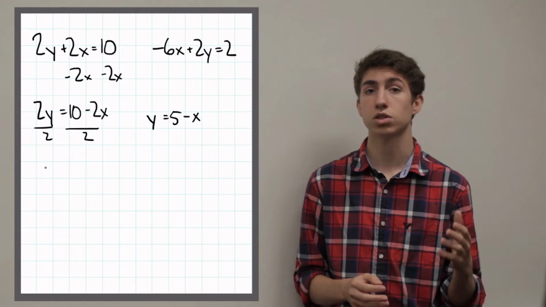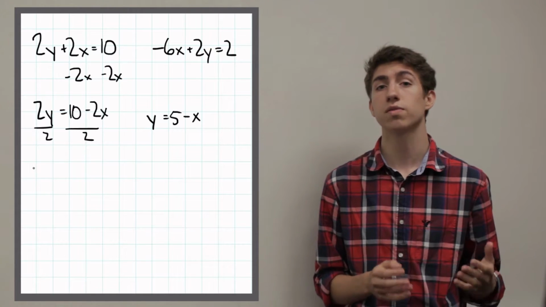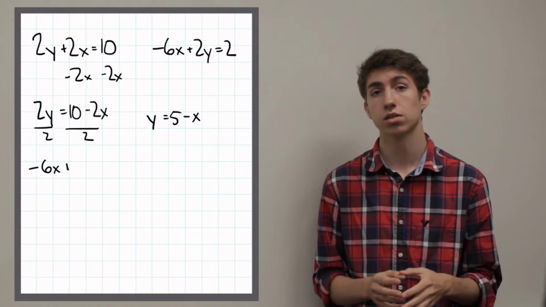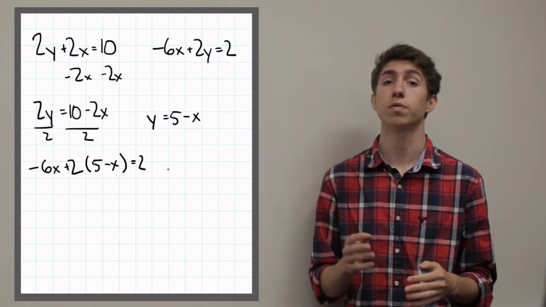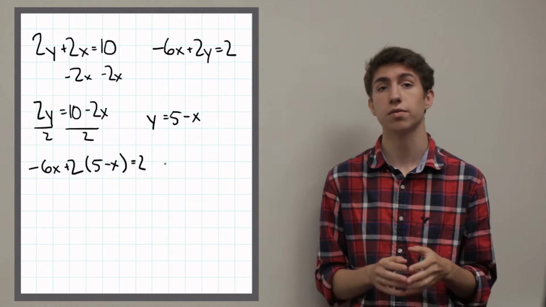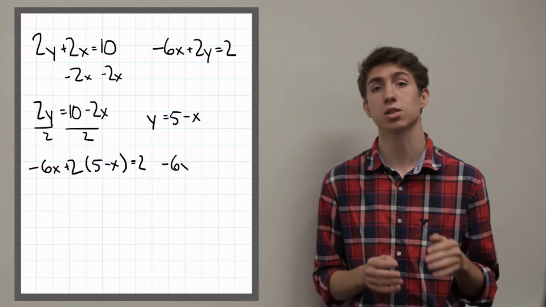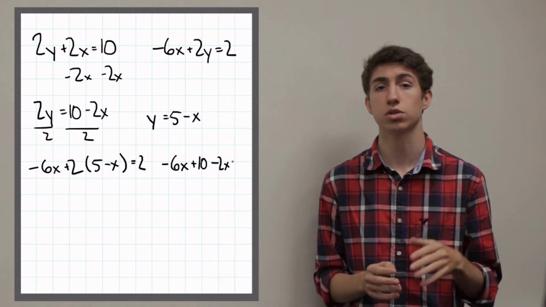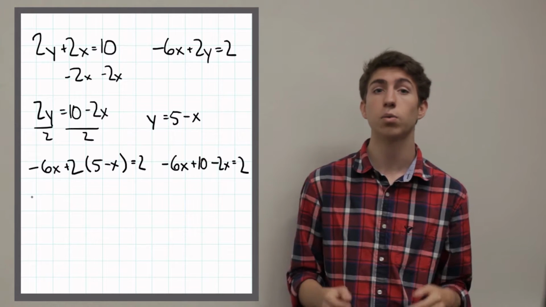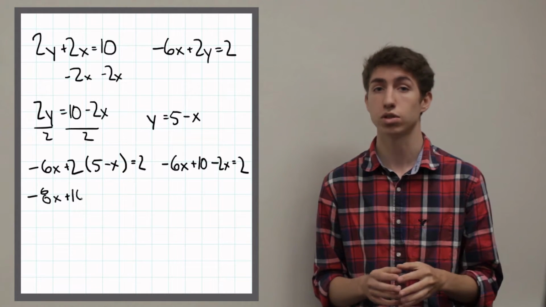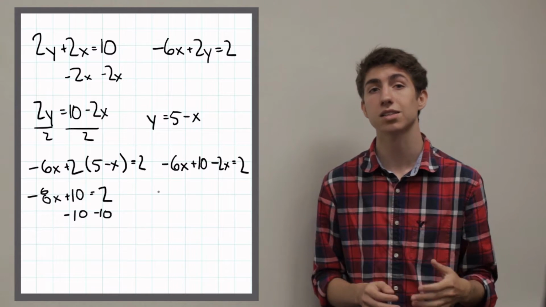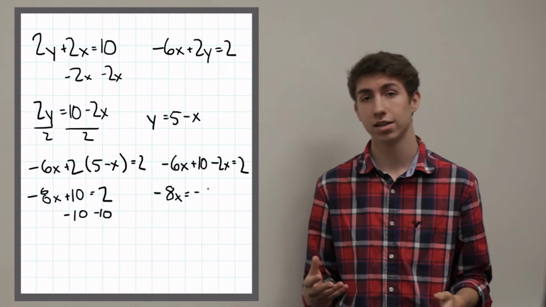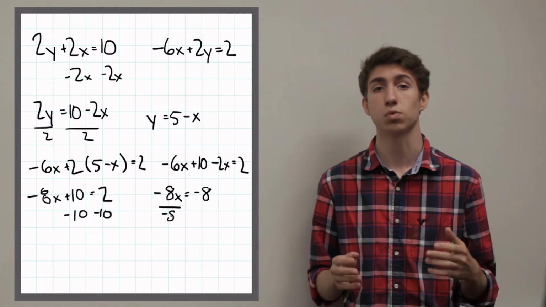Using negative 6x plus 2y equals 2, we plug in y equals 5 minus x to get negative 6x plus 2 times the quantity 5 minus x equals 2. We first distribute the 2 to the quantity 5 minus x, giving us negative 6x plus 10 minus 2x equals 2. Adding the x's together, we have negative 8x plus 10 equals 2. To isolate x, we subtract 10 from both sides to get negative 8x equals negative 8. Finally, dividing by negative 8, we have x equals 1.